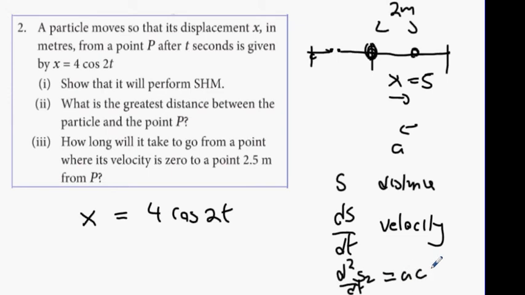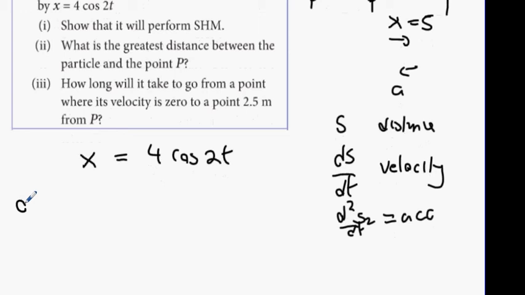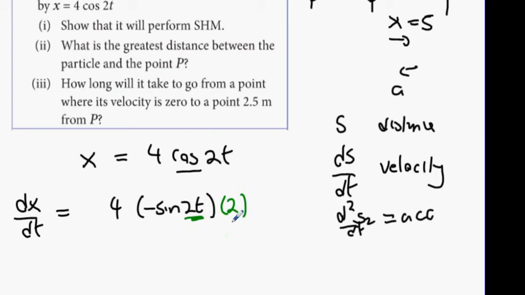So, first one, dx dt, differentiate. When you differentiate cos, it turns into minus sine 2t. The 4 is a constant, stays on the outside. Forgot one part. What part did I forget? Differentiate the angle to give you 2. First answer is minus 8 sine 2t. Everybody happy with that?